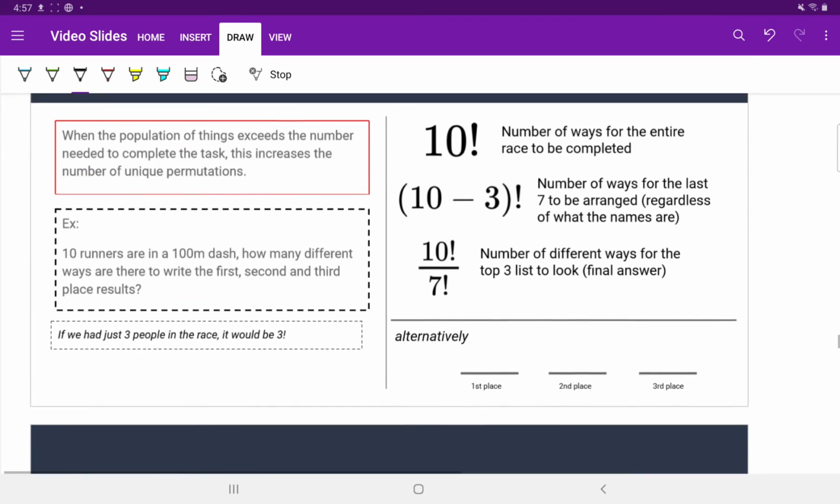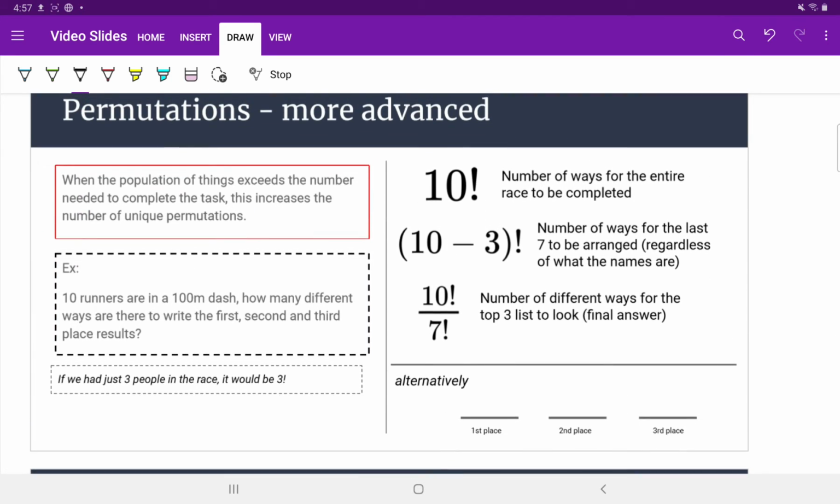We get a little bit more complicated when we are only permuting certain things in the set. So for instance, if we have 10 runners in a 100-meter dash, how many different ways are there to write the first, second, and third place results? When we think about this, there are 10 factorial ways for the entire race to be completed, and there are 7 factorial ways for the last 7 to be arranged from there. So I have to remove all those, and I have to think about what this list is going to look like.